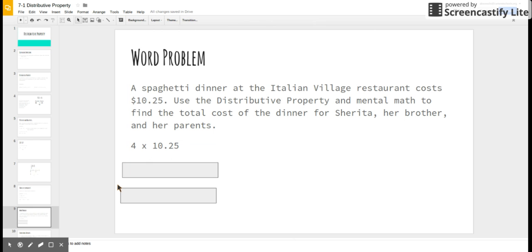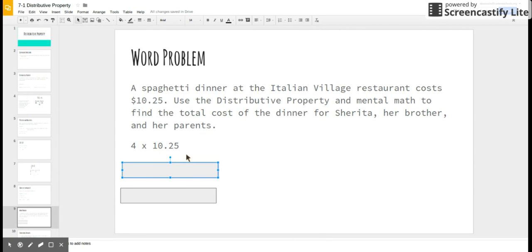Now, who really wants to whip out their phone and use a calculator at the dinner table? Not me, and I don't know about you, but I was raised in my house to not have my phone out at all during dinner. So, we're just going to use the distributive property.